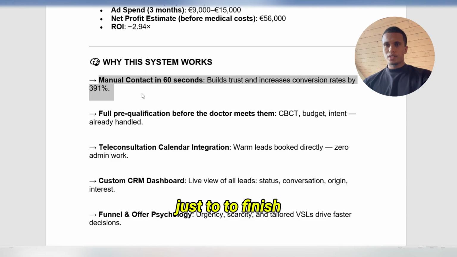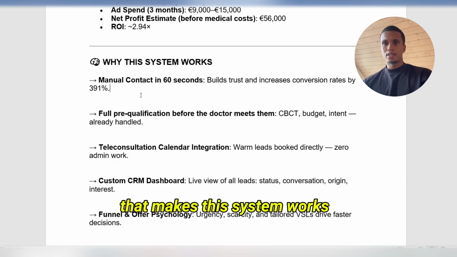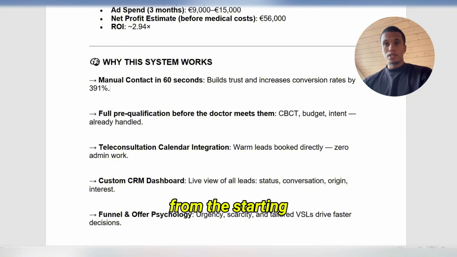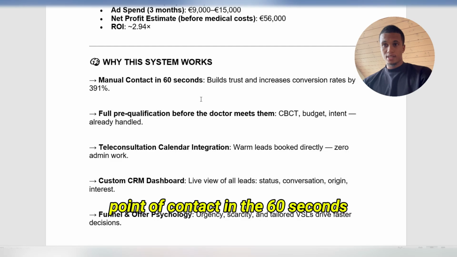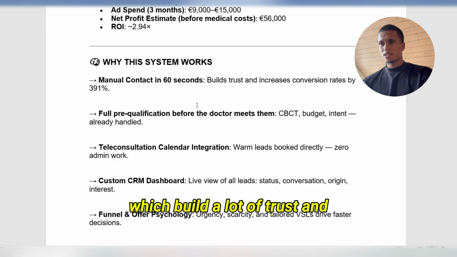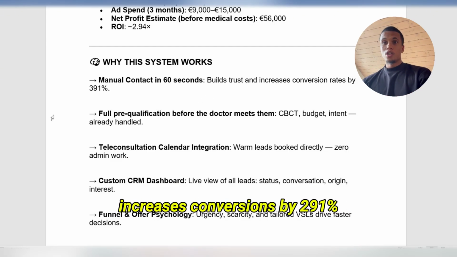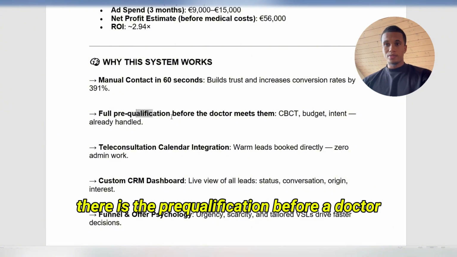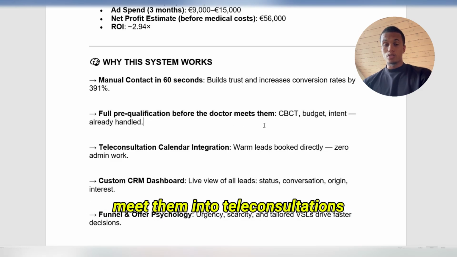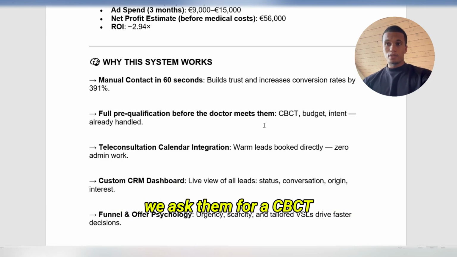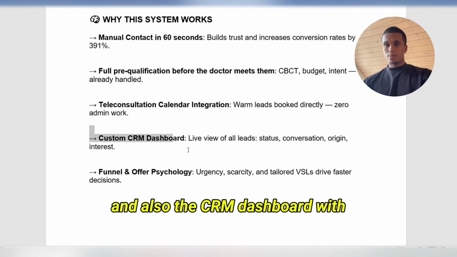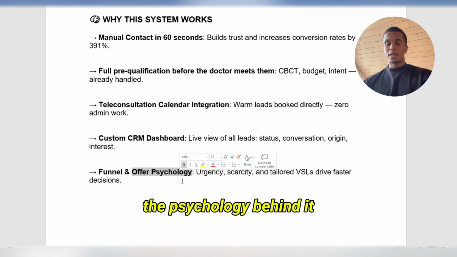Just to finish, there are a few things that make this system work, which makes it unique. From the starting point of contact in the 60 seconds, which builds a lot of trust and increases conversions by 291%, which is quite a lot. There is the pre-qualification before a doctor meets them in teleconsultation. We ask them for a CBCT, the budget, everything. Then the teleconsultation, as we said. And also the CRM dashboard with the psychology behind it.